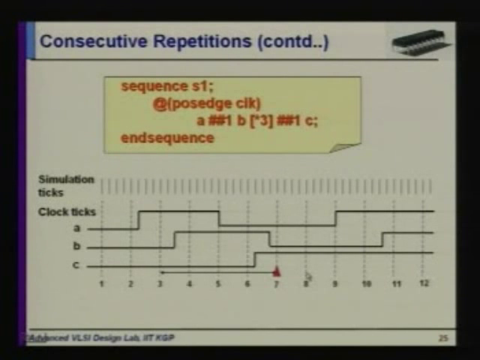So the timing diagram for consecutive repetitions will be like this. When A is 1 at the clock tick, the evaluation attempt starts. That is here, at the third clock tick. Then we try to see whether B matches for the next consecutive 3 cycles or not. At 4 it matches, yes it is 1, at 5 it is 1, at 6 it is 1. And in the next cycle C matches, yes it matches. So we get a match.